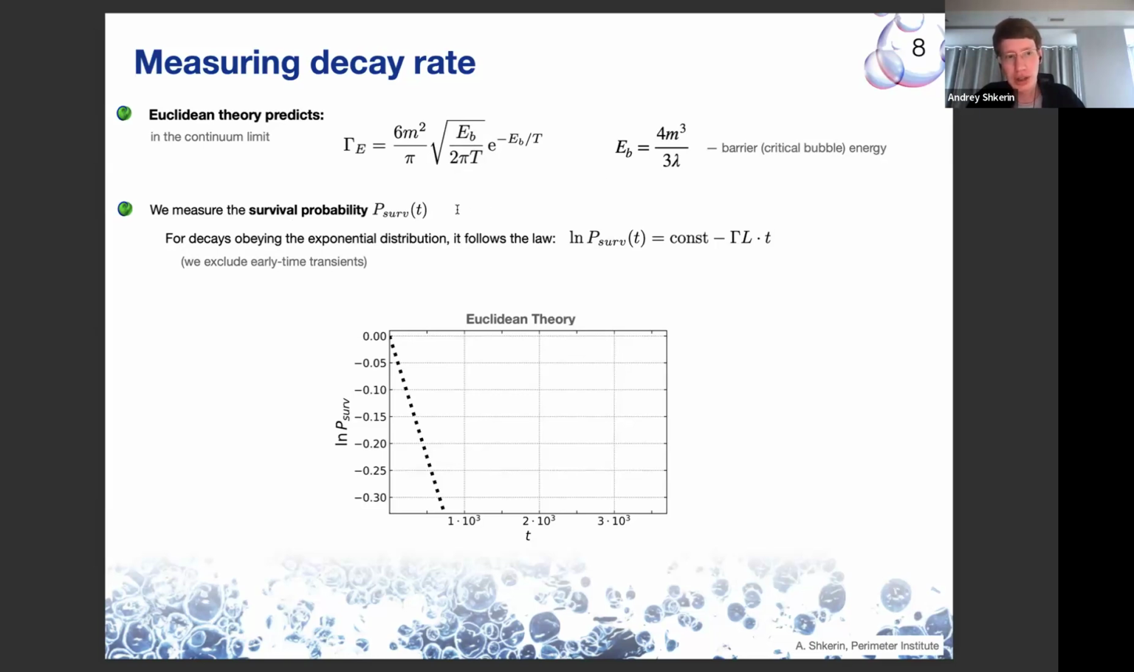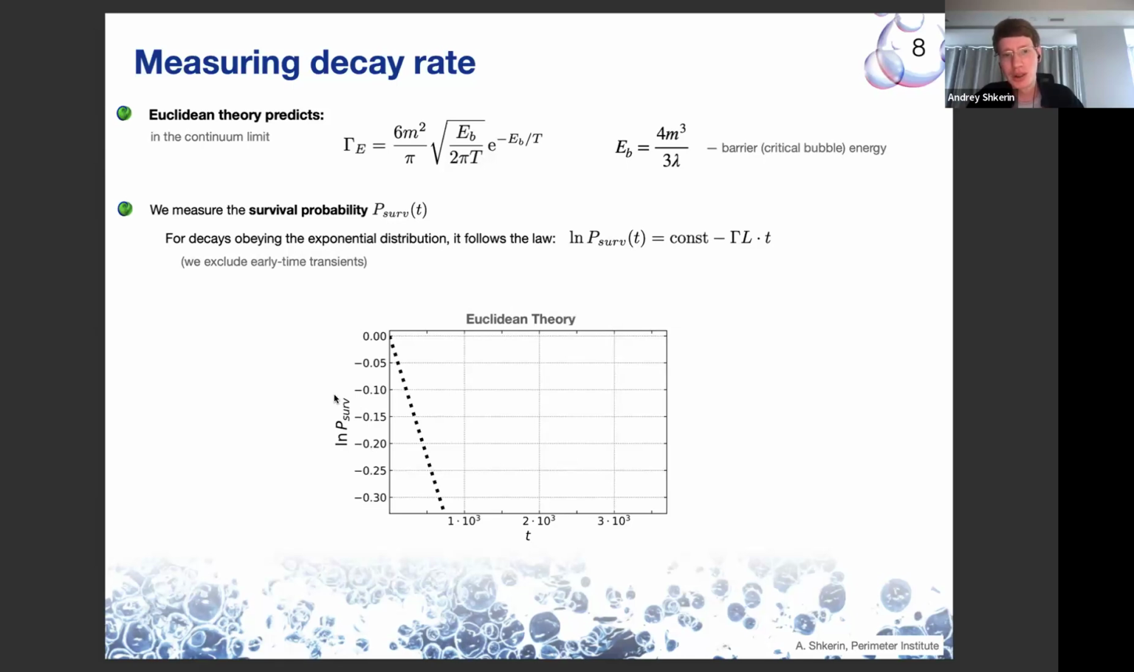And to measure the decay rate in numerical simulations, what we really measure is the survival probability. So we measure how many configurations, or how many simulations, have not yet decayed by time t as a function of t. And for decays obeying the exponential distribution, the survival probability follows this law. So if you take the log of it, we should get this simple linear dependence of the log of the survival probability, where the constant term accounts for possible early time transients, which we exclude, and the rest is just the linear slope.